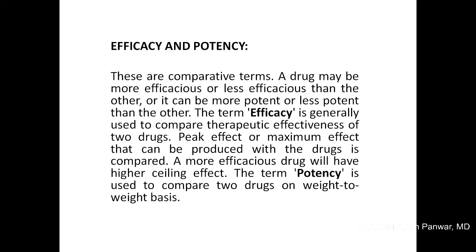The term potency is used to compare two drugs on a weight-to-weight basis. For example, if 25 milligram of drug A produces a certain therapeutic response and drug B can produce the same response with 5 milligram, then drug B is 5 times more potent than drug A. The DRC of a less potent drug will be on the right side of the more potent drug.